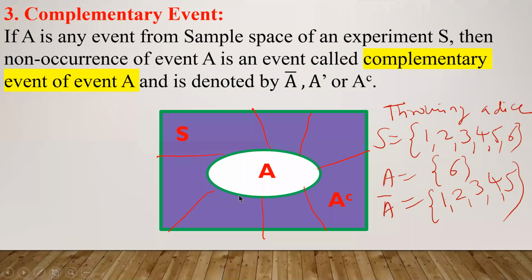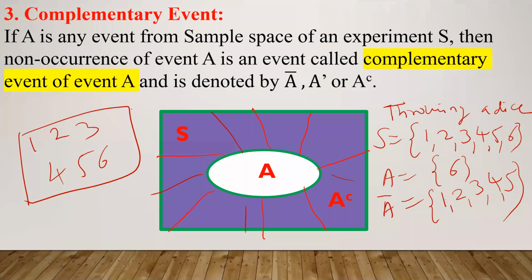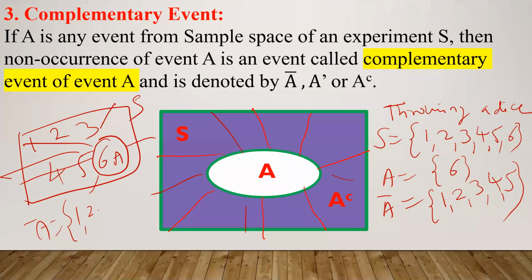So see, I explained this with a diagram. This is the sample space S, this is A, so A complement means outside, whatever is outside of A. This is A complement, which is not in A. We can show it with a diagram too: 1, 2, 3, 4, 5, 6, this is the sample space S and this is my event A. So what is A complement? What is outside A? 1, 2, 3, 4, 5.